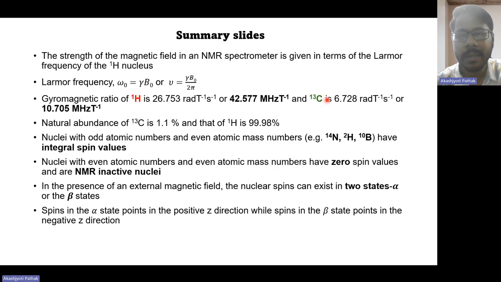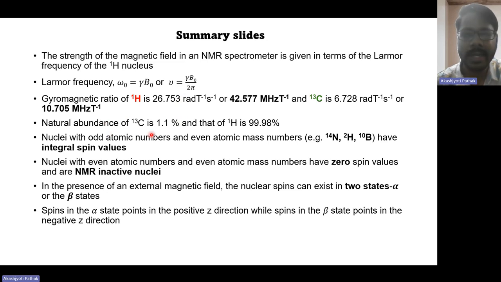And carbon-13 is a comparatively less sensitive nucleus because its abundance is 1.1%. So the sensitivity of an NMR active nucleus depends on what? It depends on the abundance, it depends on the gyromagnetic ratio. There are other factors also. We will learn them as we go through this session.